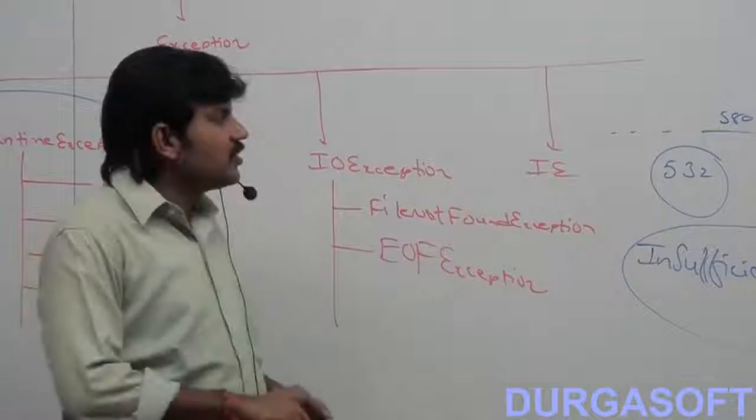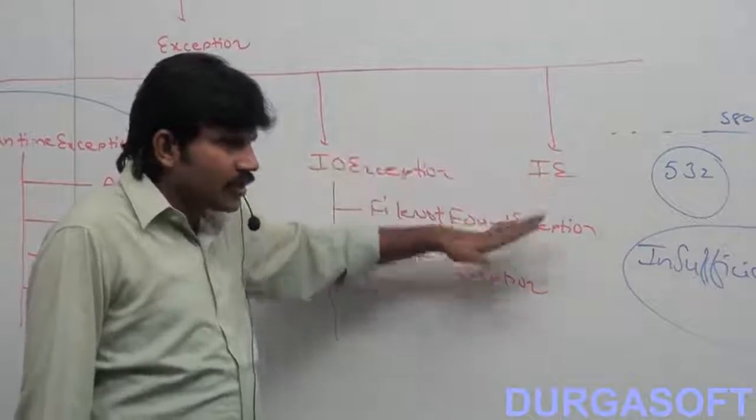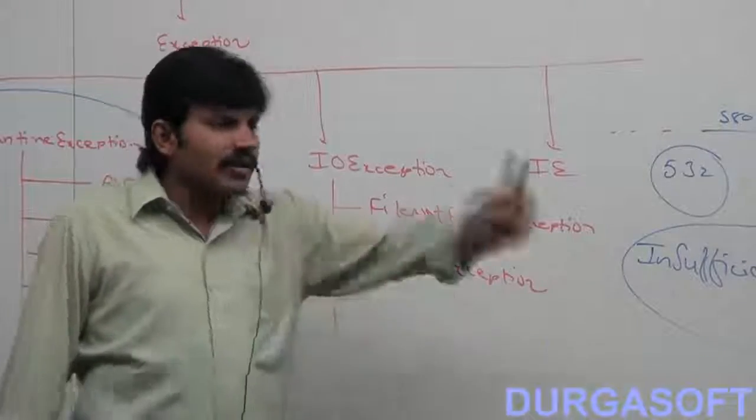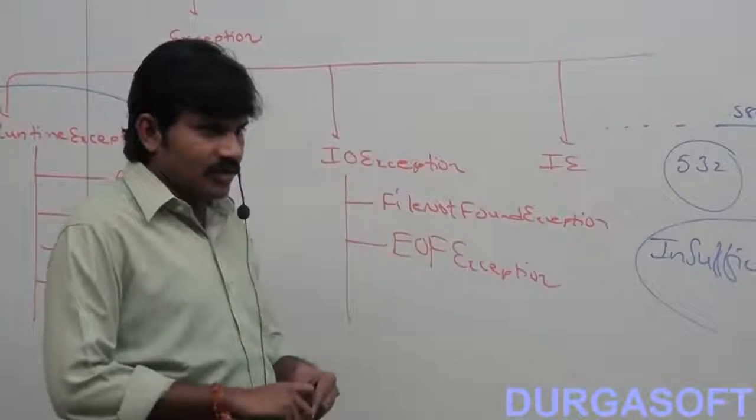Okay, that's all. So this is about checked and unchecked exceptions, the difference. If you are able to understand this, then in the next level things, the throw keyword and throws keyword, you can understand very easily. Okay, that's all.